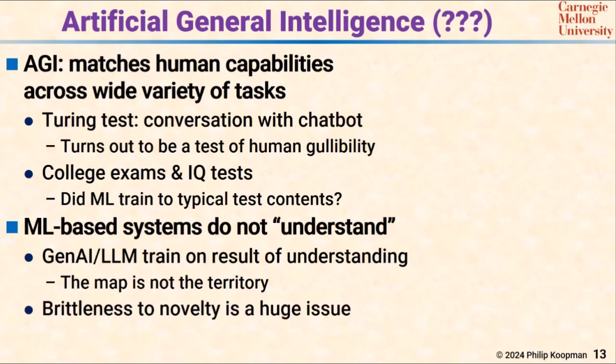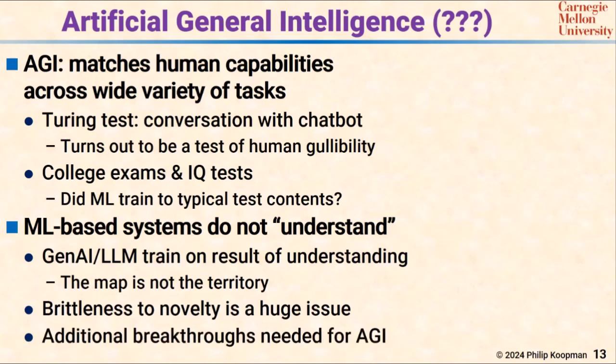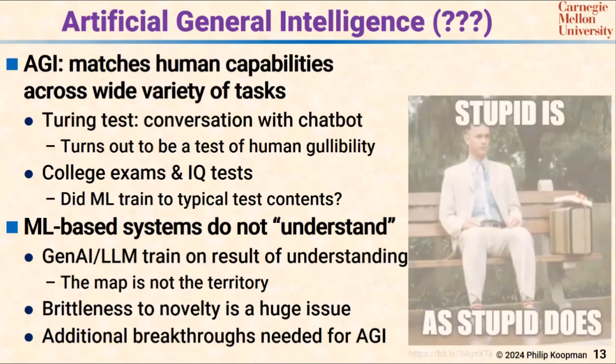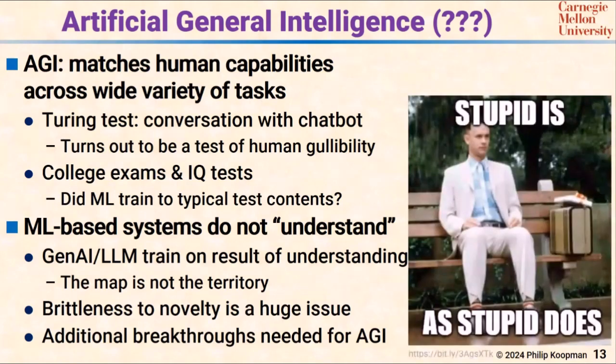And brittleness to novelty is a huge issue. Those kinds of techniques work great unless something's different, and the machine learning may not even understand that it's different and just sort of fake an answer that misses something really important. So when I use machine learning to try and summarize things for me, what I find is the parts that I found the most interesting as a researcher are often missing from the summary, because the summary is about what most of the words say and not the ideas. Okay, we need additional breakthroughs for AGI. Or just take a look at how these things behave. Stupid is as stupid does.